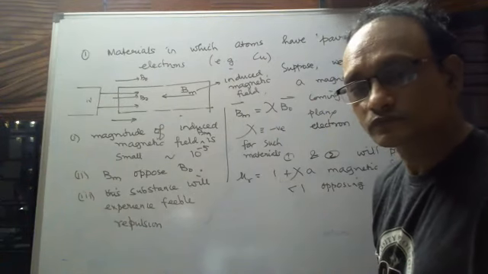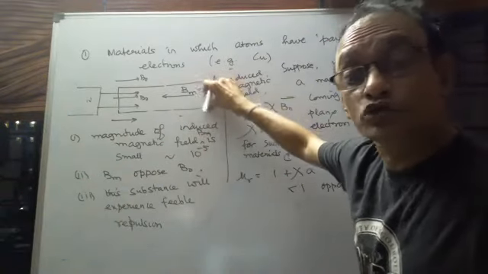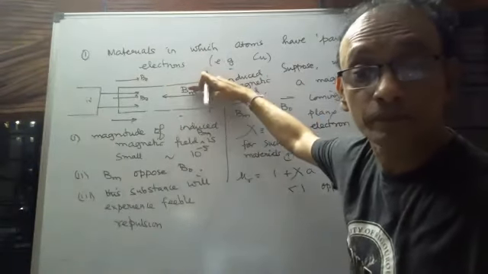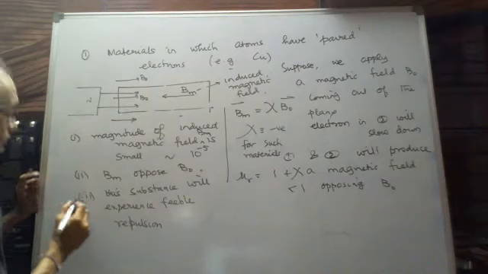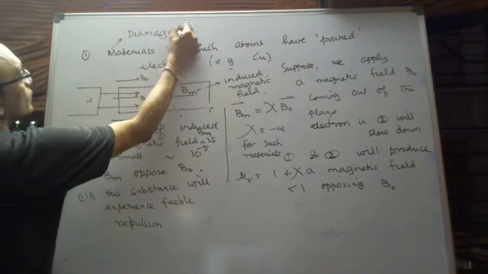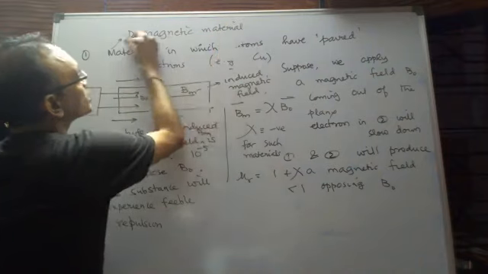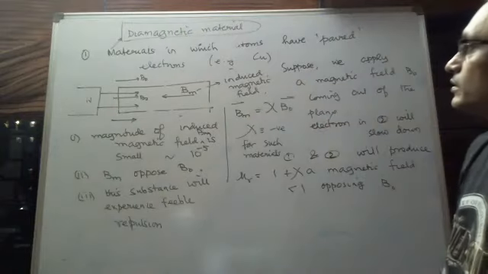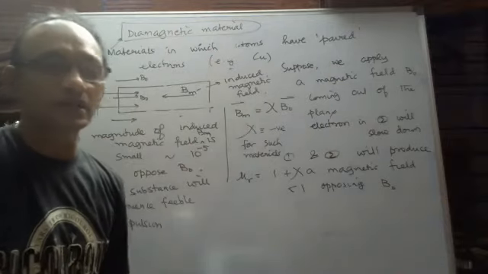They will experience repulsion in a magnetic field. The induced magnetic field will be opposite to the direction of the applied magnetic field. Such materials are called diamagnetic materials.